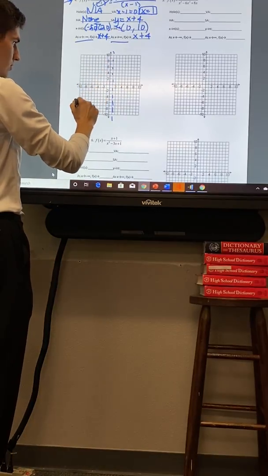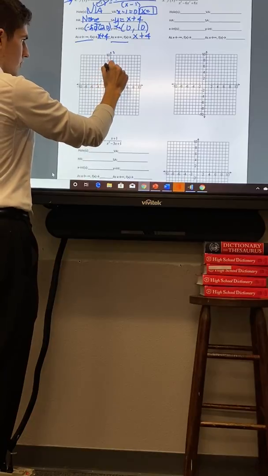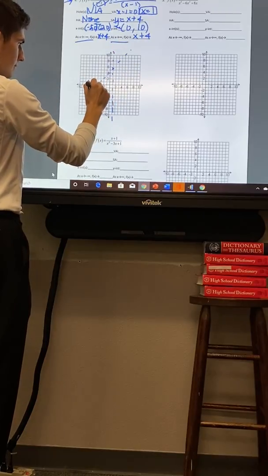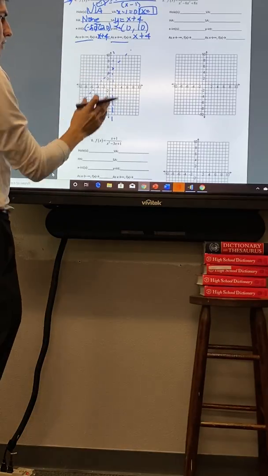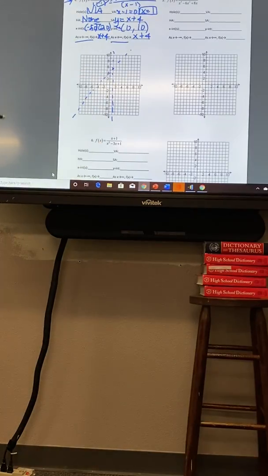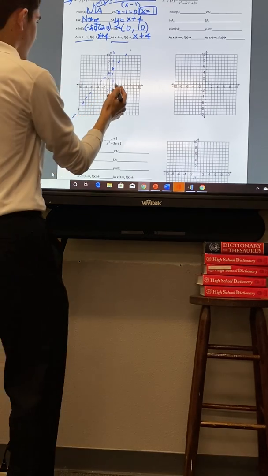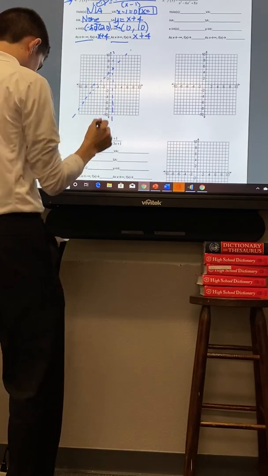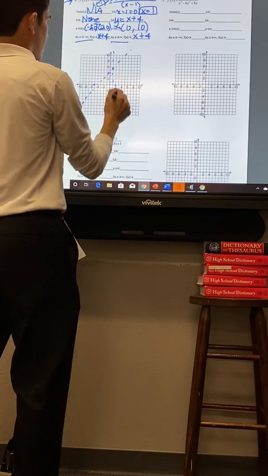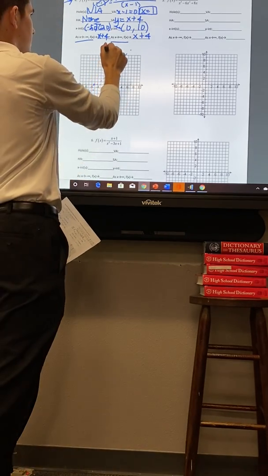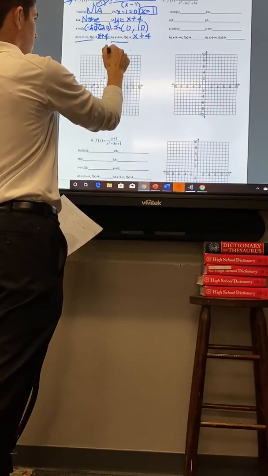So our slant asymptote is going to look something like that. Remember, we have a rise over run of 1 to 1, because it's just x. That line is not perfect. Yours does not have to be either. We know our x-intercepts are at -5, 0 and 2, 0. We know our y-intercept is at 0, 10.